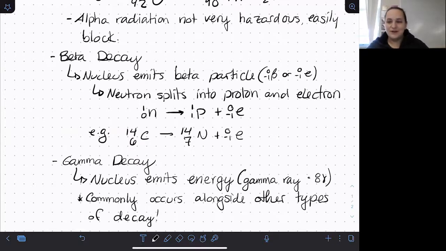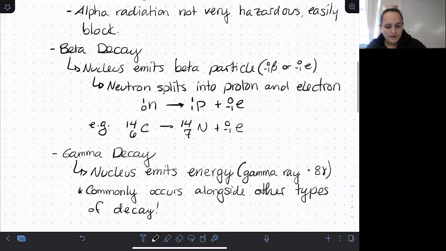So this is where, like earlier, I mentioned that alpha radiation really isn't a big deal, but sometimes alpha emitters are also gamma emitters, and then that's a problem. Gamma decay is really the most dangerous of the types that we're talking about. And because it's just energy, nothing about the structure of the nucleus really changes. The mass stays the same, the atomic number stays the same, it's just decreasing in energy.